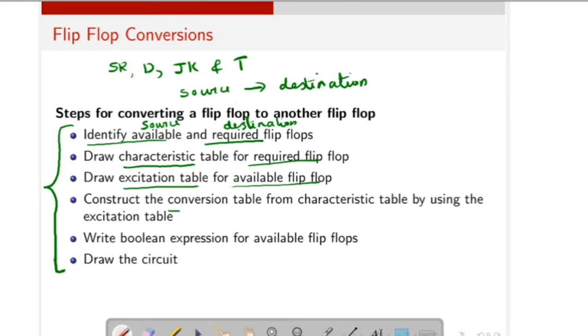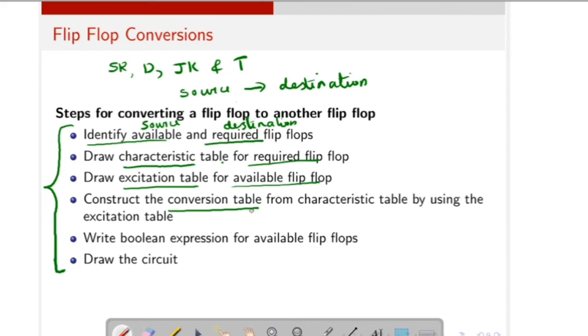For this we draw a conversion table. The conversion table is actually a modification of the characteristic table in such a way that we add one or two columns depending upon the number of inputs of the available flip-flop. The characteristic table lists the input and output of the required flip-flop. But in the characteristic table the inputs are the inputs of the required flip-flop, and we have only the available flip-flop. We have to generate that output from the available flip-flop. So by using the excitation table, we generate the output of the required flip-flop from the available flip-flop.